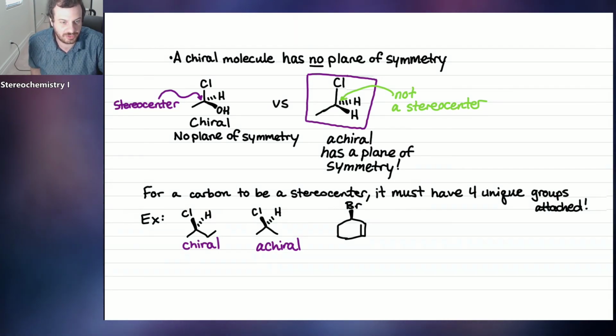All right, let's take a look at our possible stereocenter. That's this carbon right here. It's got a bromine. It's got a hydrogen not shown, but there's an implicit hydrogen there. And then there's a carbon to the left and a carbon to the right. But the carbon to the right is part of a double bond. That is different than the carbon to the left. So this is 4 unique groups. This molecule is chiral. Next up.